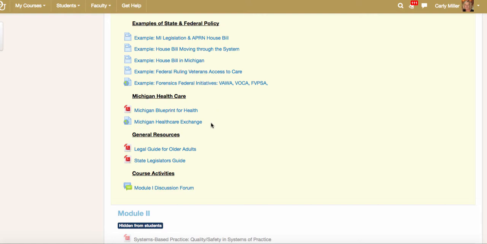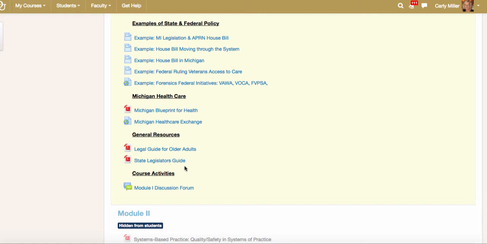Michigan Healthcare Exchange, this is just through the ACA, and this is how patients would sign up for healthcare through the ACA exchange, just so that you're familiar with it and you know what's on their site as well. These are other general resources that will be beneficial for future practice. The Legal Guide for Older Adults. This is mainly addressed towards the patient, but it's a good resource to have in case your patients are looking for other resources within the community. It's just a good document to browse through.